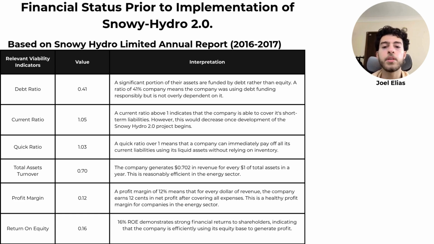Return on equity of 0.16 demonstrates strong financial returns to shareholders, indicating that the company is efficiently using its equity base to generate profit. Overall, these financial indicators prior to the implementation of the Snowy Hydro 2.0 project indicate a solid financial foundation for a company which specializes in the energy sector.